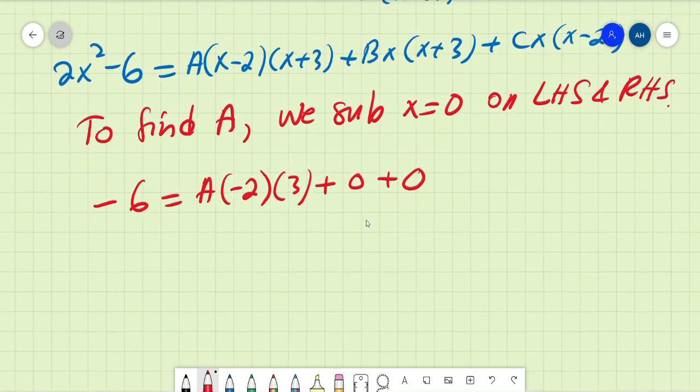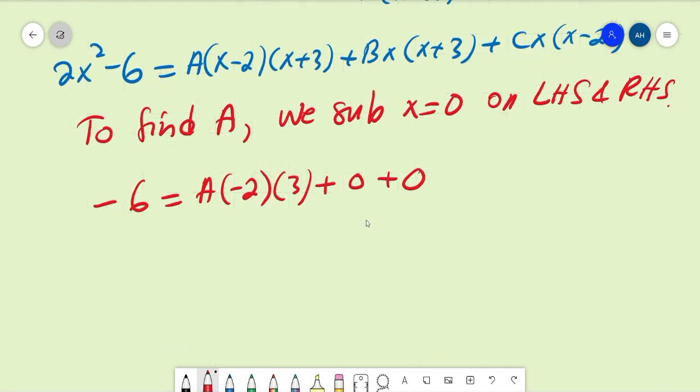Okay, so let's simplify this and find the value for a. We have negative 6a equal to negative 6. Therefore, we have a equal to 1. We already get the first value, that is a equal to 1.